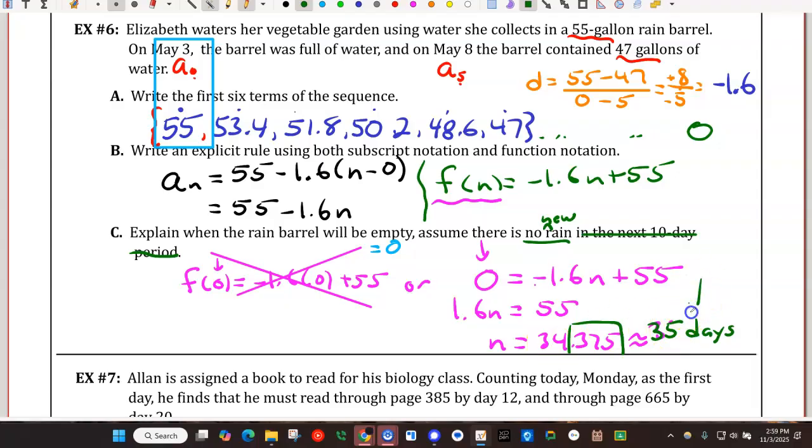And now if you really want to be savvy, you can actually calculate what the date is. If we start on May 3rd, what date is 35 days later exactly? So that's extra credit.